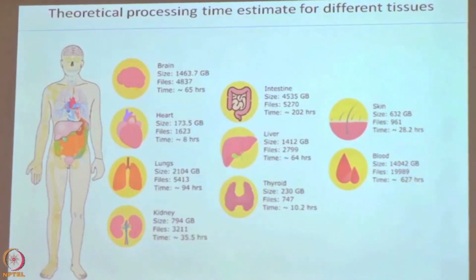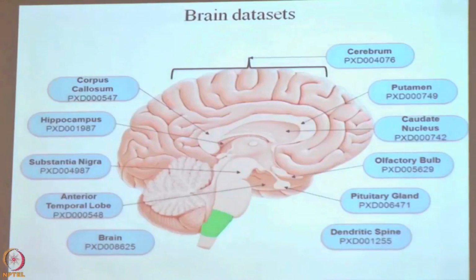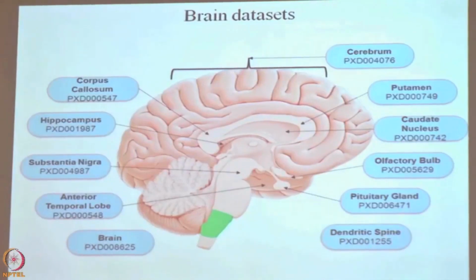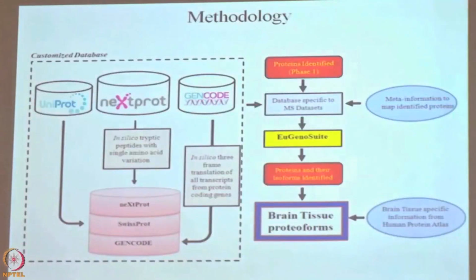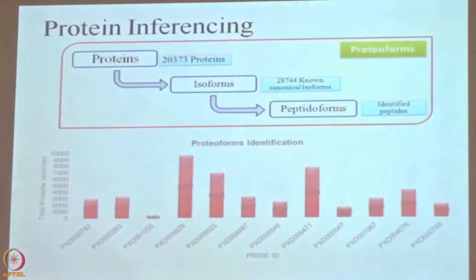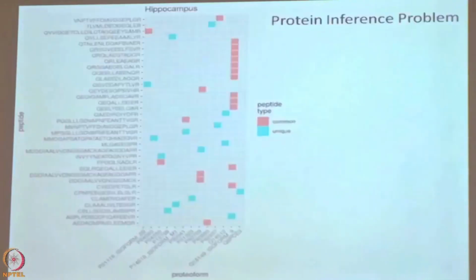You type lungs and you get it, and then you find that it is some other cell lines which people have already analyzed. So, right now my student Anurag, who is here, is focusing only on brain, and this is only a handful of data sets that we have analyzed using this strategy of UGenoSuite, using NextProt, SwissProt and GenCode. We could identify several proteoforms in various tissues.